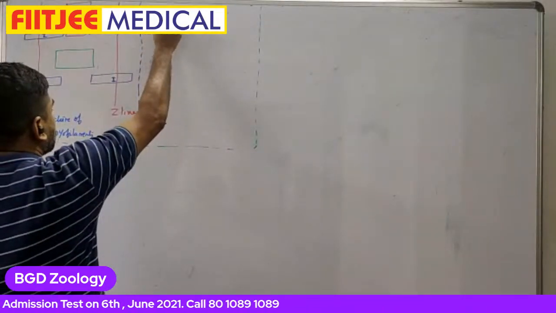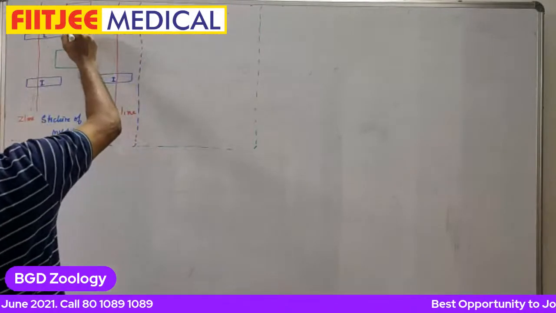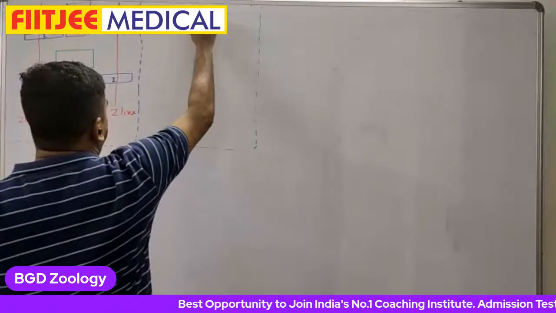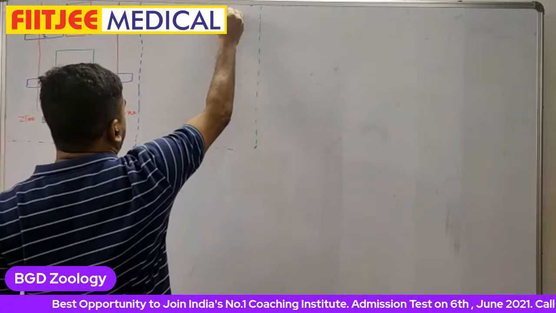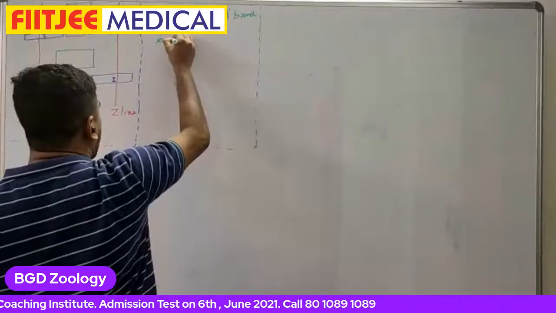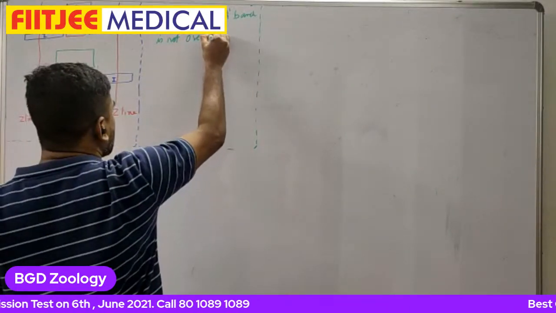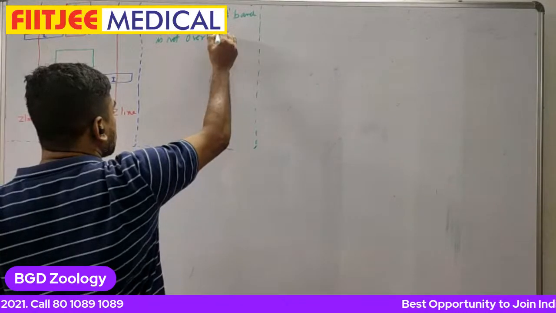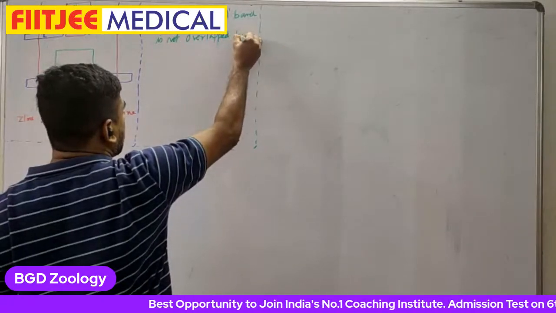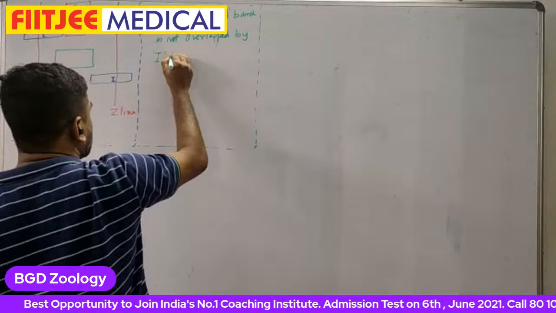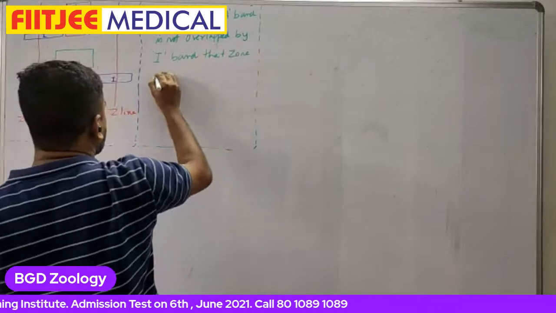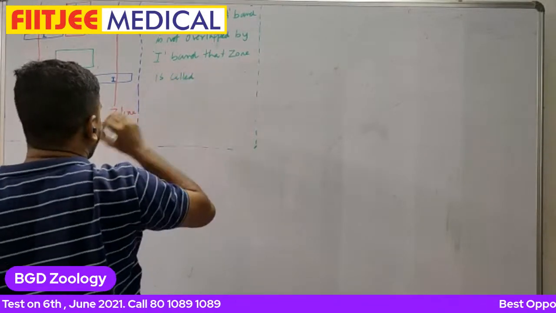So what is the axon? I marked it. This is the axon. The zone where the A band is not overlapped by the I band is called the axon.